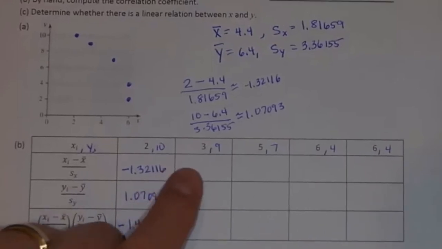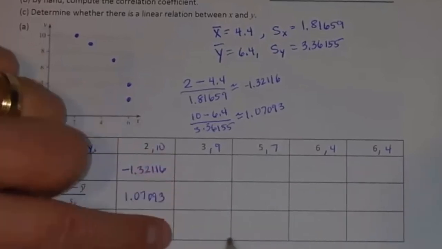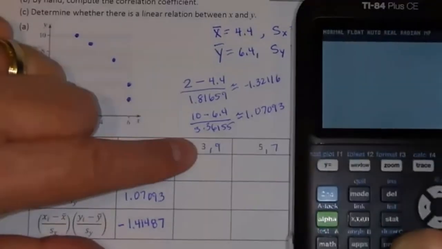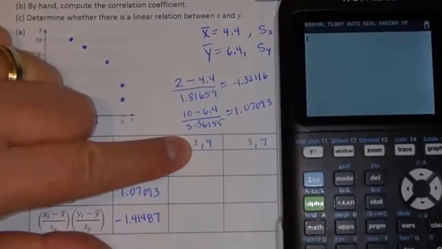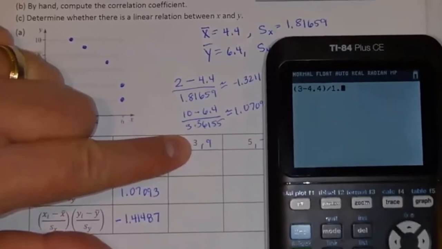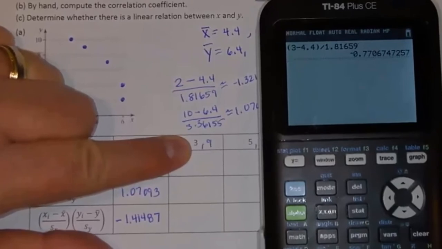But to speed things up, I'm going to do all of the x's, all of the y's, and then I'll do all the products. So for 3 as my x coordinate, parentheses 3 minus 4.4, close parentheses, divided by 1.81659. And that is negative 0.77067.